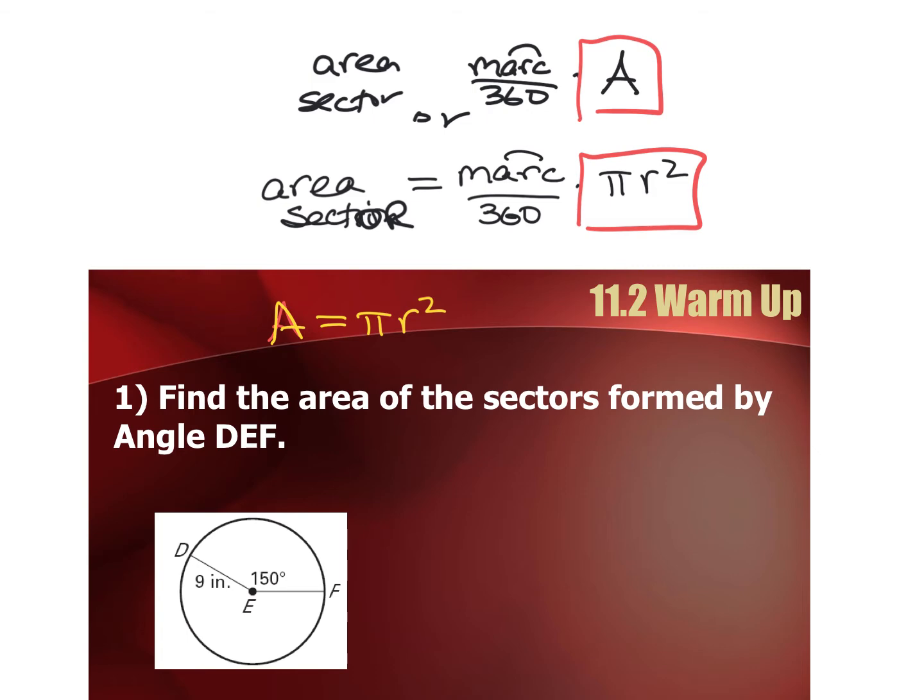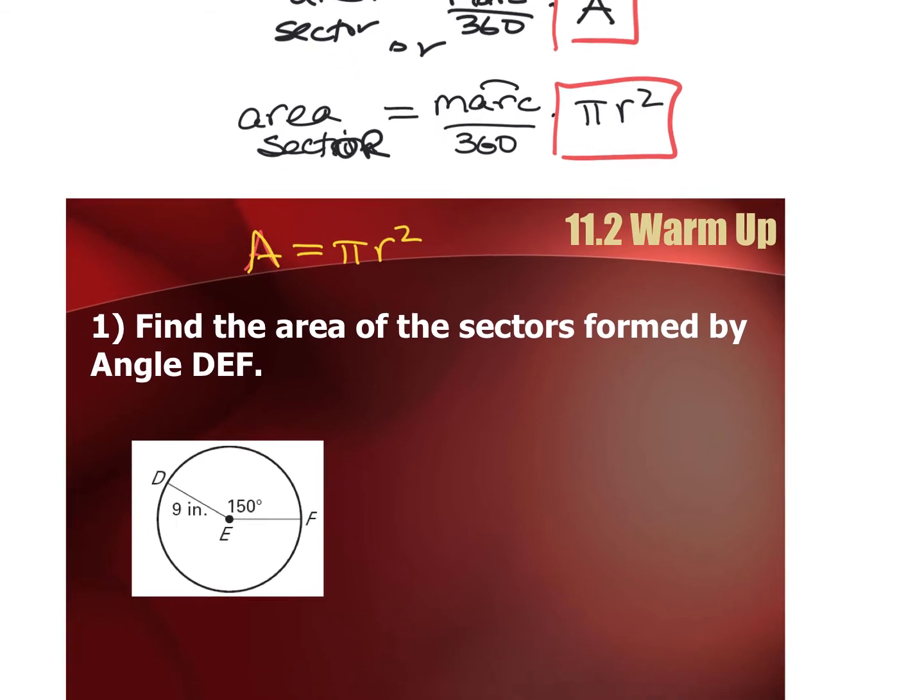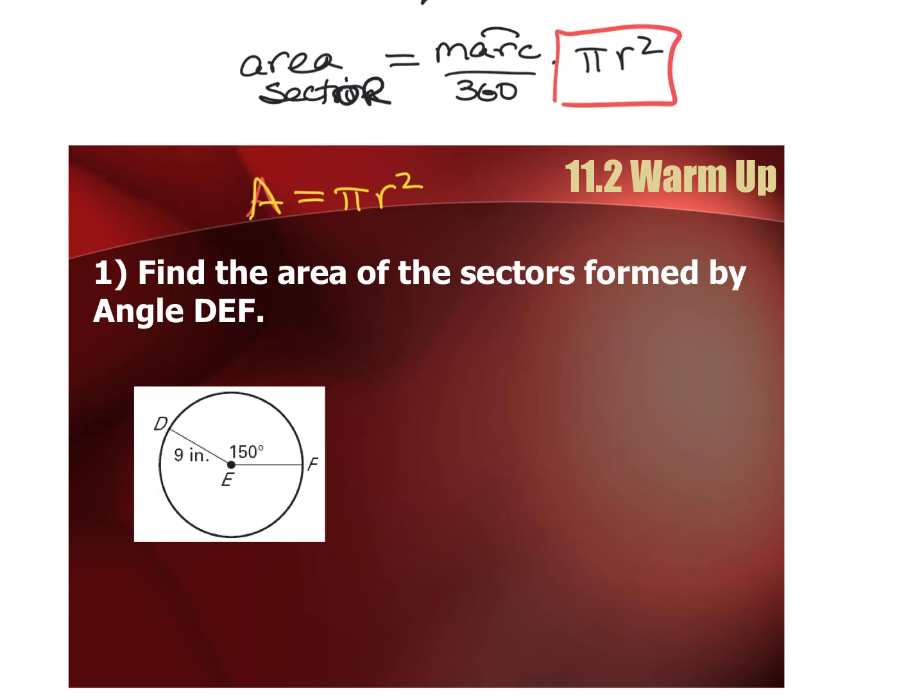So for this one, since they gave me a radius, I'm going to use the bottom one that I wrote. It wants me to find the area of the sector, and it wants both areas, both sectors. So I'm going to do this green one first. The area of the sector is going to equal the measure of the arc, which is 150 over 360 times pi times the radius squared.